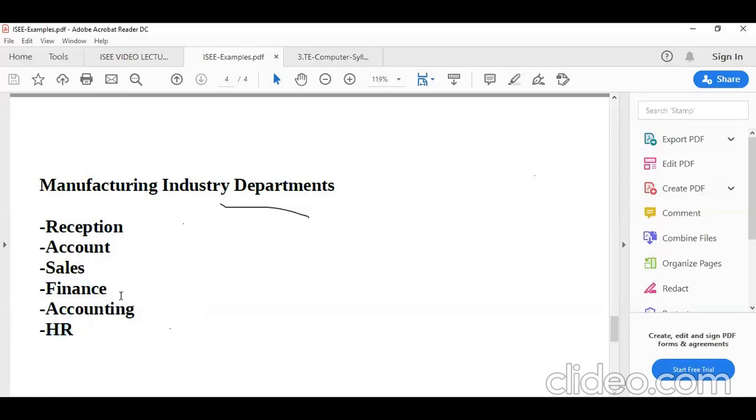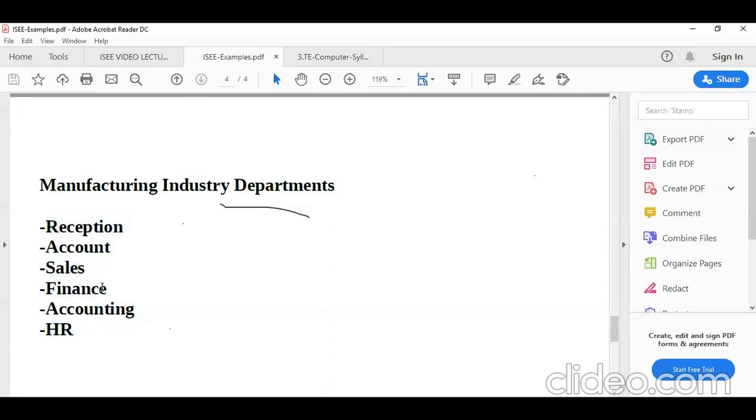Okay. Now we have to consider one example. Suppose Mayur started his business of manufacturing the spare parts of the car. Mayur, are you with me? Yes, sir. For example, you started the manufacturing of the spare parts, and with your company, these different departments are there.